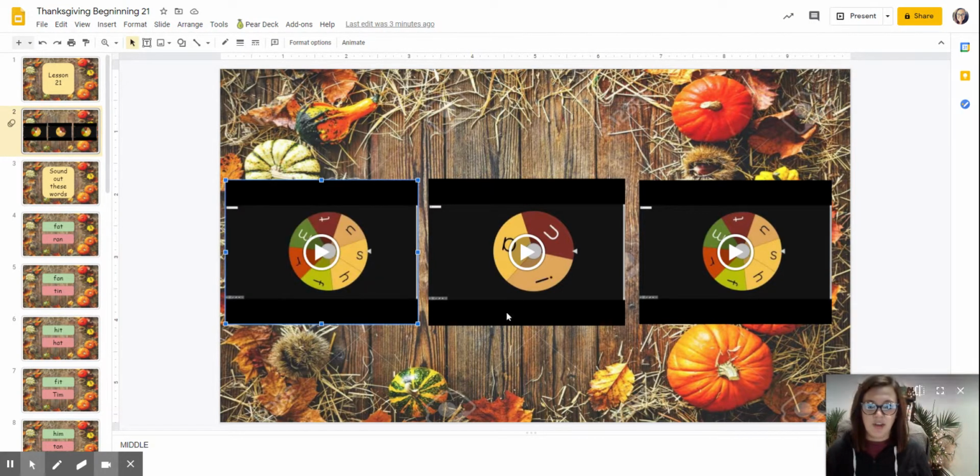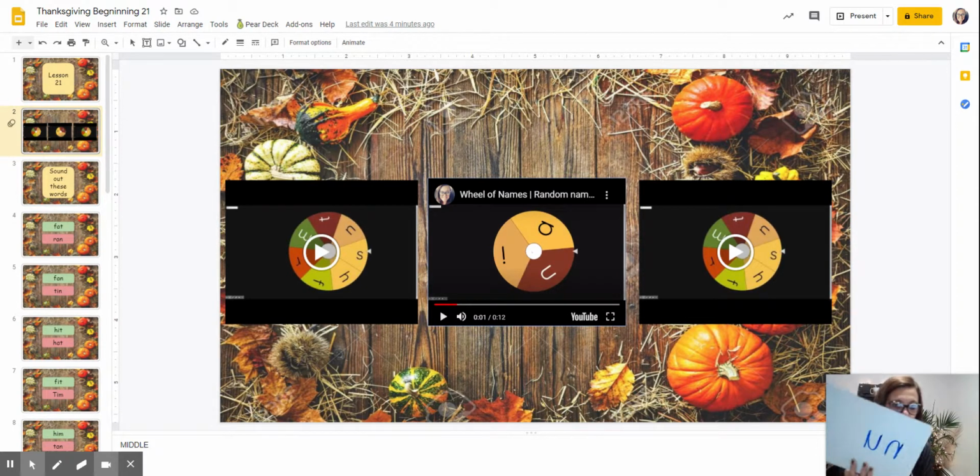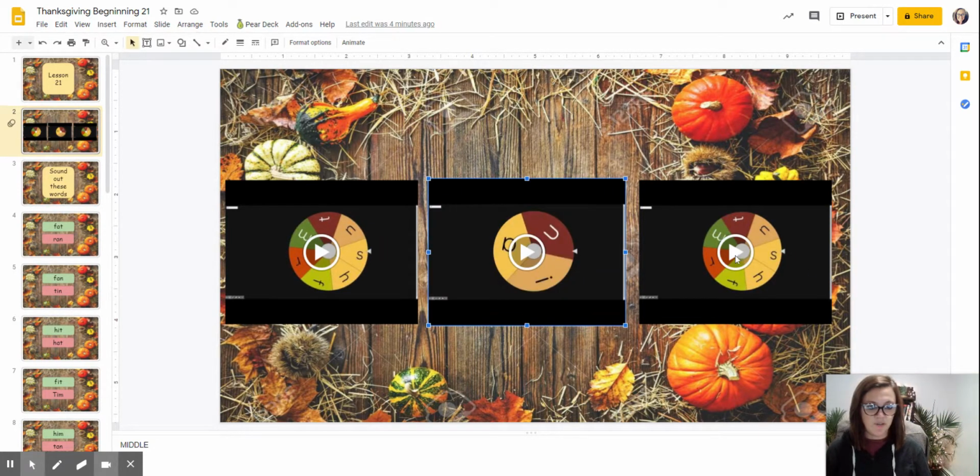And then you're going to hop over to the second spinner and do the same thing. Remember, they can hit pause whenever they want. Well, it looks like we landed on the U. And then they're going to do the last spinner for the last sound.